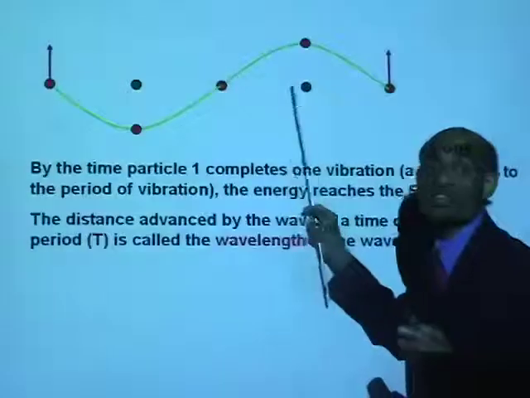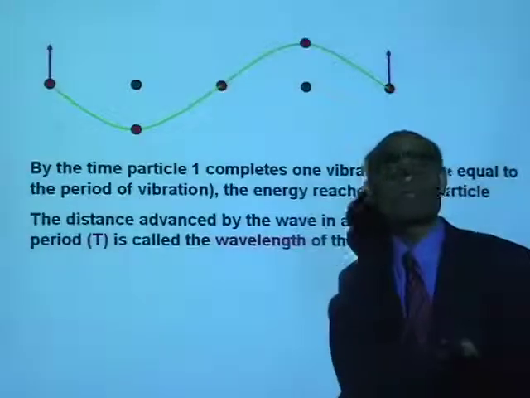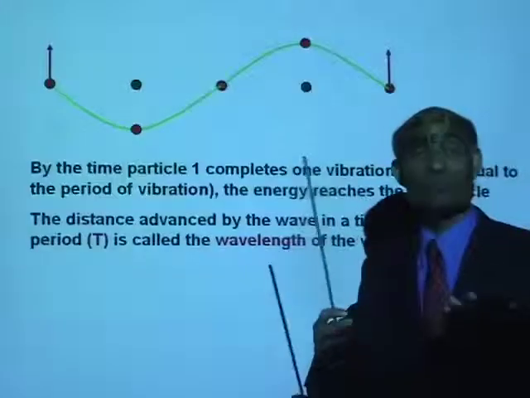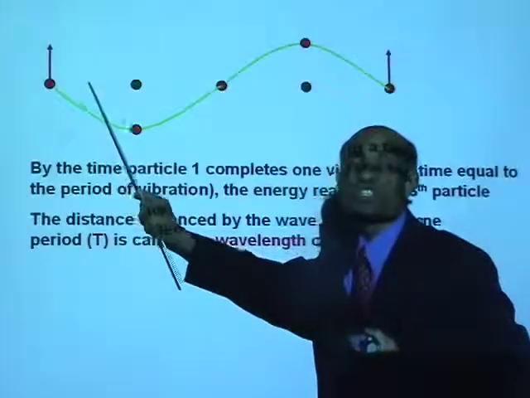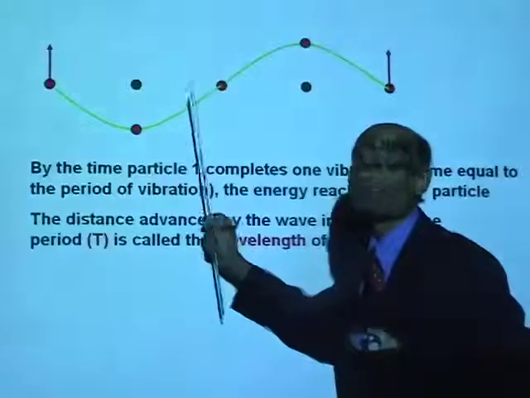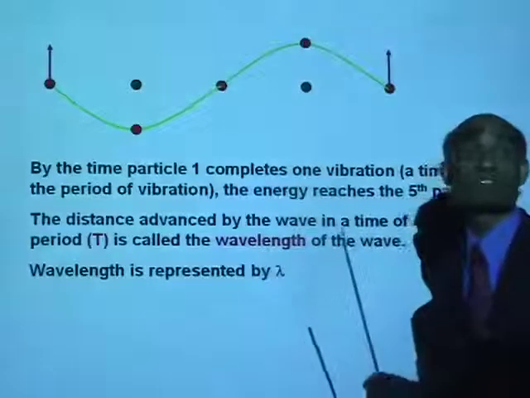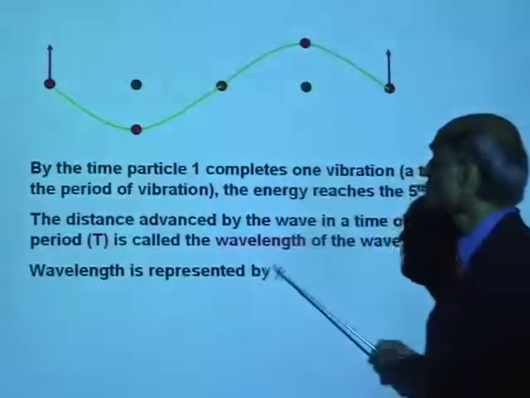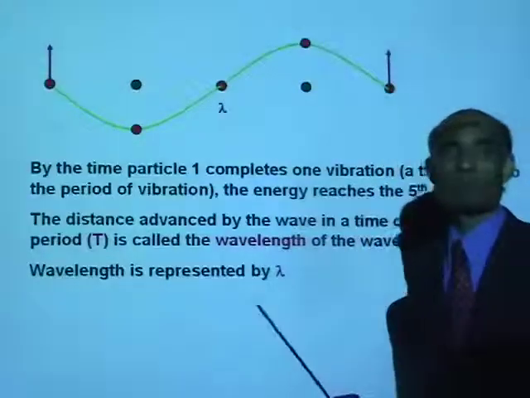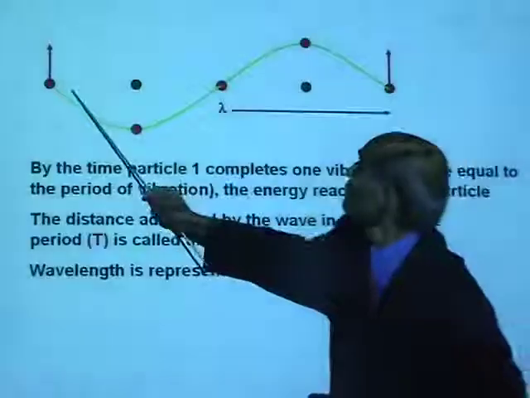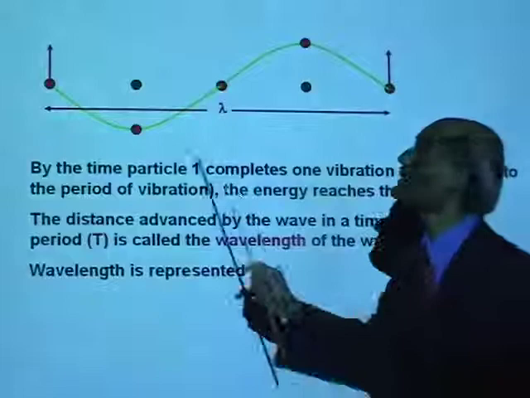Now, this distance is called the wavelength of the wave. So tell me, what is the definition of wavelength? An important concept. Wavelength of the wave is the distance advanced by the wave in a time of one period. That is the definition of wavelength. Wavelength is represented by the Greek letter lambda. Alright? So this length is the wavelength. Wavelength is represented by lambda.